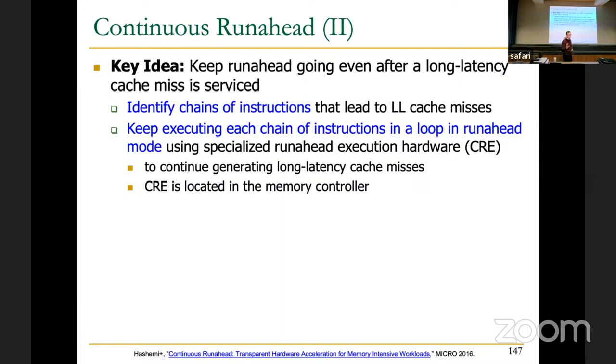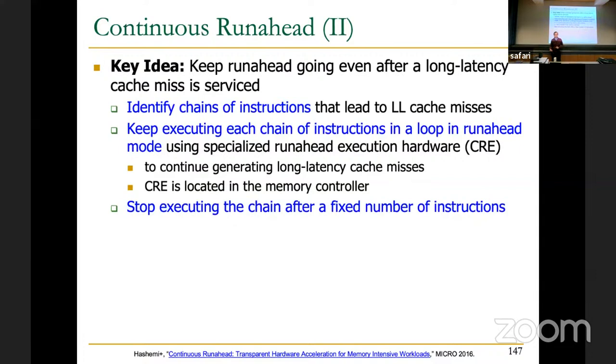And this is a very lean execution engine. It can skip a lot of instructions, basically. For example, you don't need to have floating point computation. You just need the hardware that's useful for address generation, mostly. And you stop executing the chain after a fixed number of instructions. And what is that fixed number of instructions? This is not necessarily the best way, clearly, but this is what we have explored.